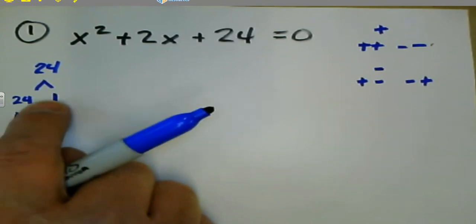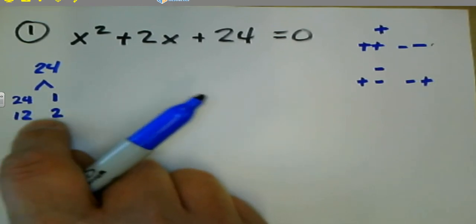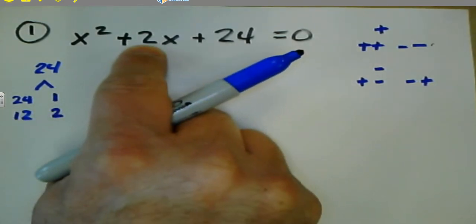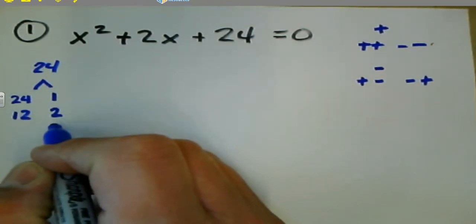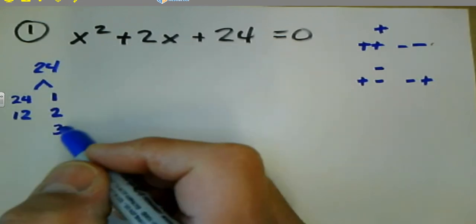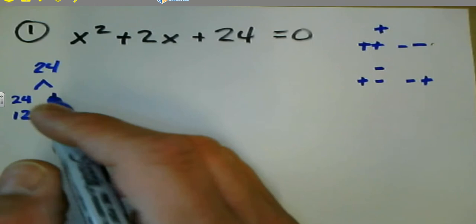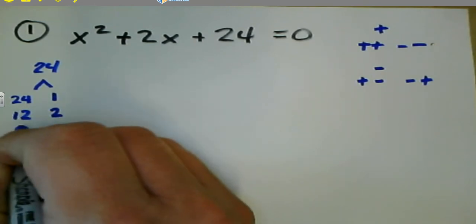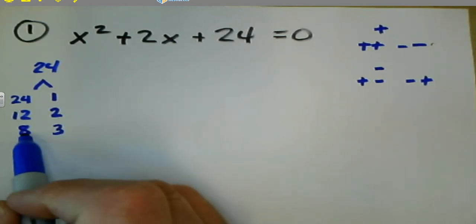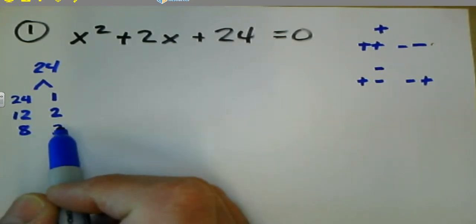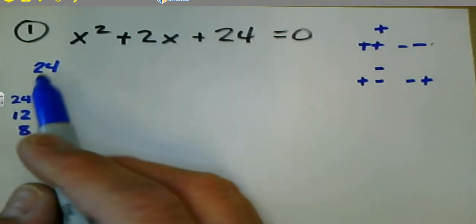24 plus 1 or 24 minus 1 does not equal 2. 12 plus 2 is 14. 12 minus 2 is 10. That doesn't equal my 2. So I need to keep factoring. I'll check, does 24 divided by 3 work? Well, you take your calculator, 24 divided by 3, and it does work. What is it, 8? 8 plus 3 is 11. 8 minus 3 is 5. That's not the 2. So then I go to 4.